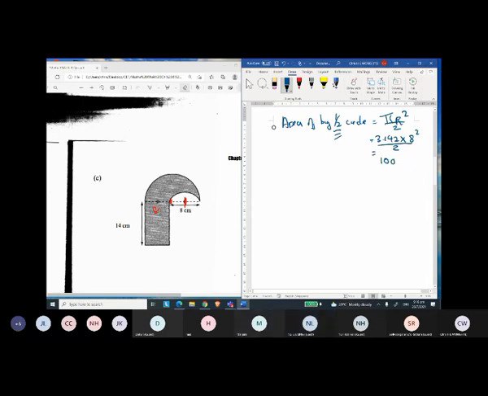100.544. Somebody check, please. 100.544 centimeter square. That's a half big circle, right?